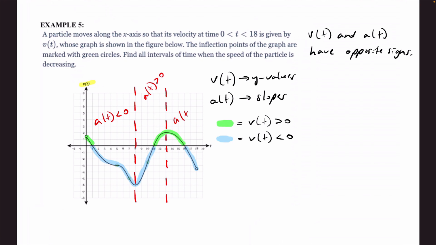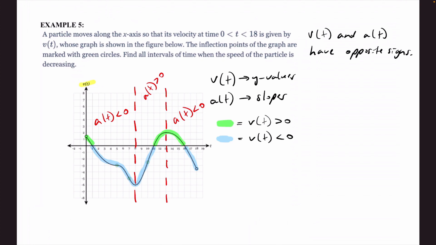This gives us everything we need to know. We just have to interpret it now. Okay? So we're looking for when V and A have opposite signs. Opposite signs. So which intervals do velocity and acceleration have opposite signs?